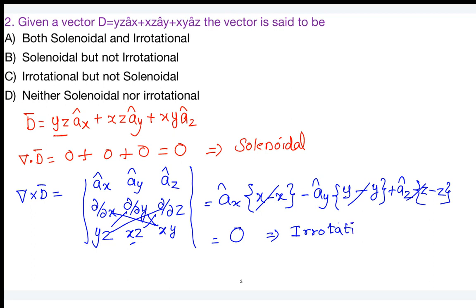There is another name for that, which I told you in the previous class. The vector is also said to be conservative. So both divergence and curl are 0 for this vector, so the vector is said to be both solenoidal and irrotational. Can I move on to the next question?